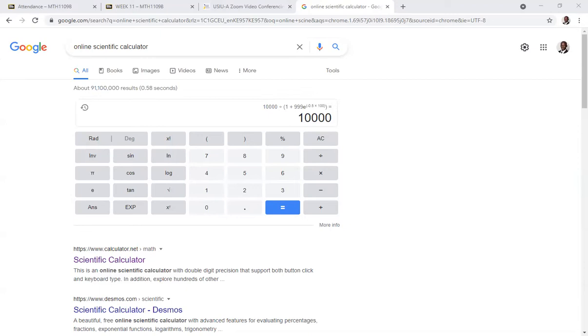So how do you multiply negative 0.5 by 100? Just put negative 0.5 times 100. You have to put it in bracket. Exponent and then in bracket negative 0.5 times 100.